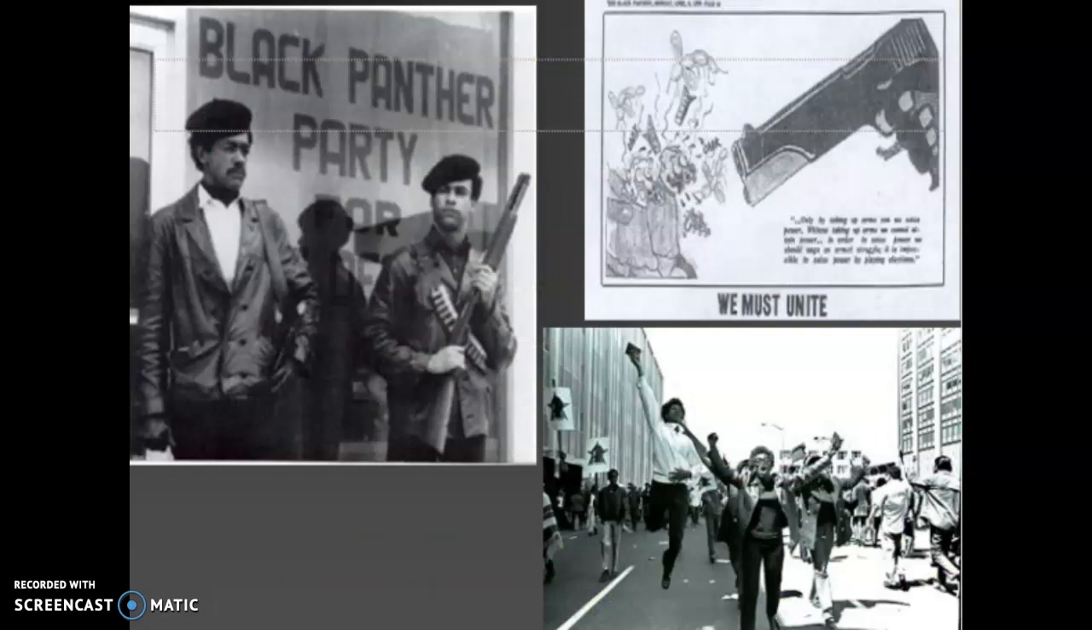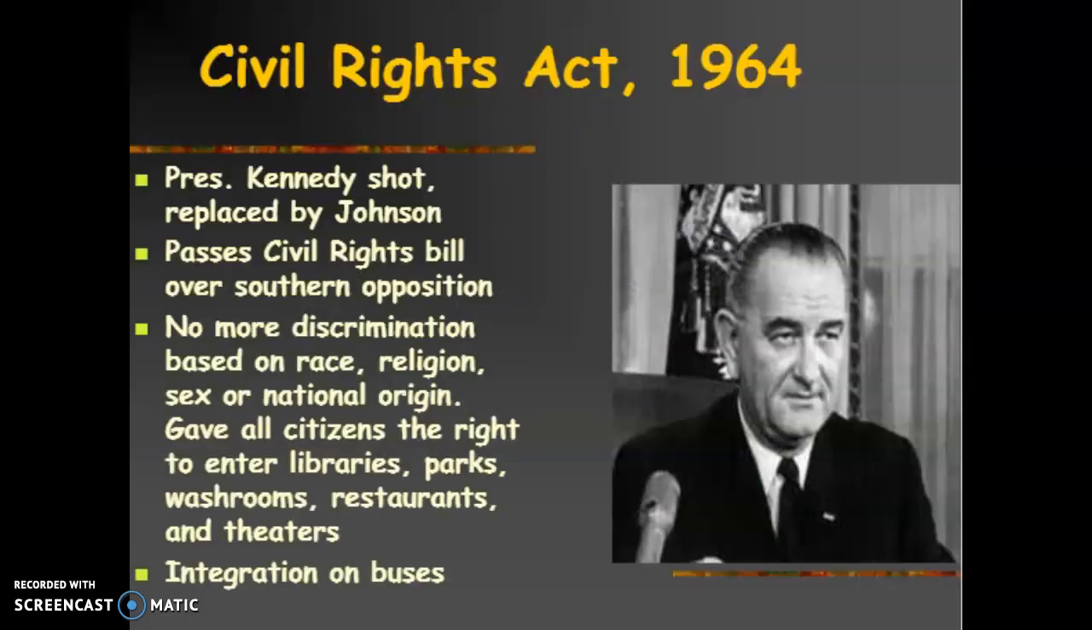You can see this is a picture of the Black Panther movement. You can see they have weapons. They were very, very powerful. "We must unite" was one of their slogans. Now let's move towards getting into Texas a little bit. We have the Civil Rights Act of 1964.